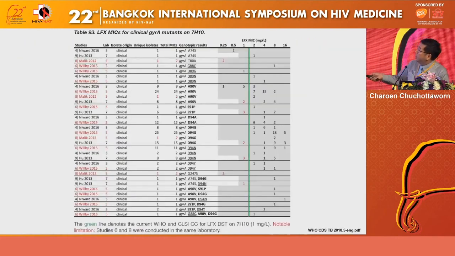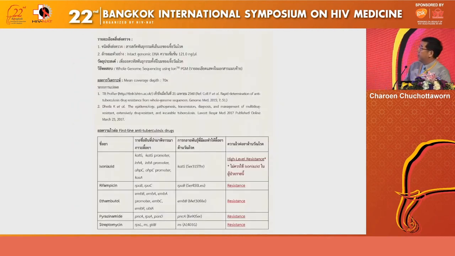Here you see the same mutation, but you have a variation of the MIC. This is cut off. The most advanced technology now, in the UK, is that they do whole genome sequencing for every new TB patient. Thailand tried to do that, but we don't have the money. We are not so rich. We are rich, I cannot say that we are not so rich.